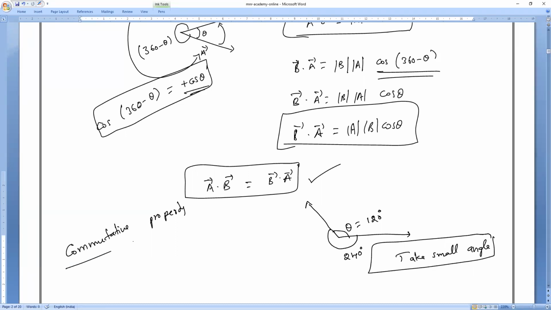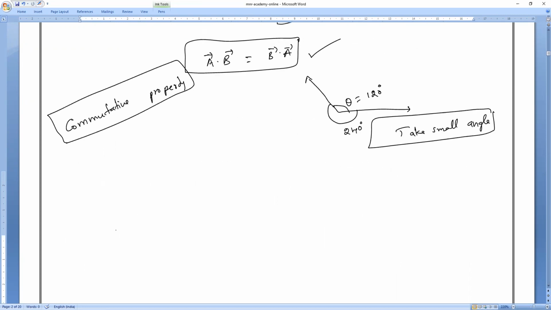Understood? So what property do we call this? The commutative property. Is it okay, guys? Everybody? Understood or not? That is all.